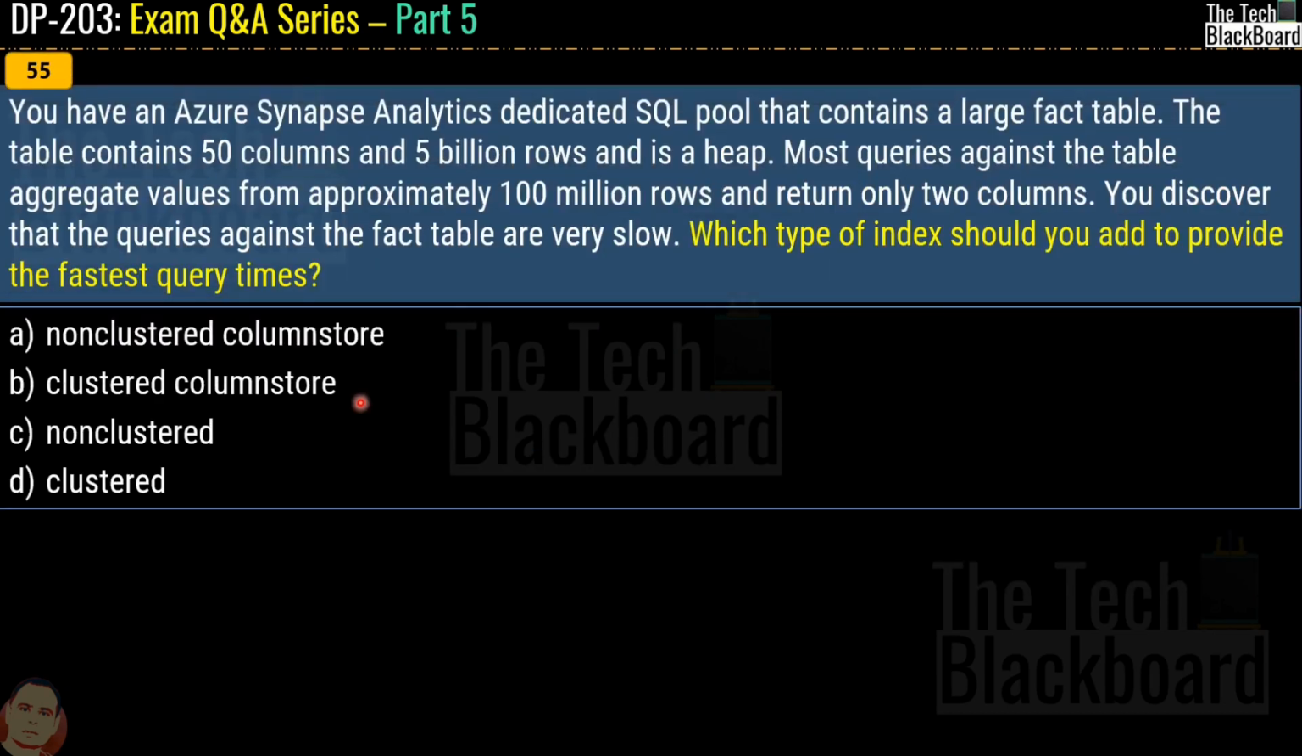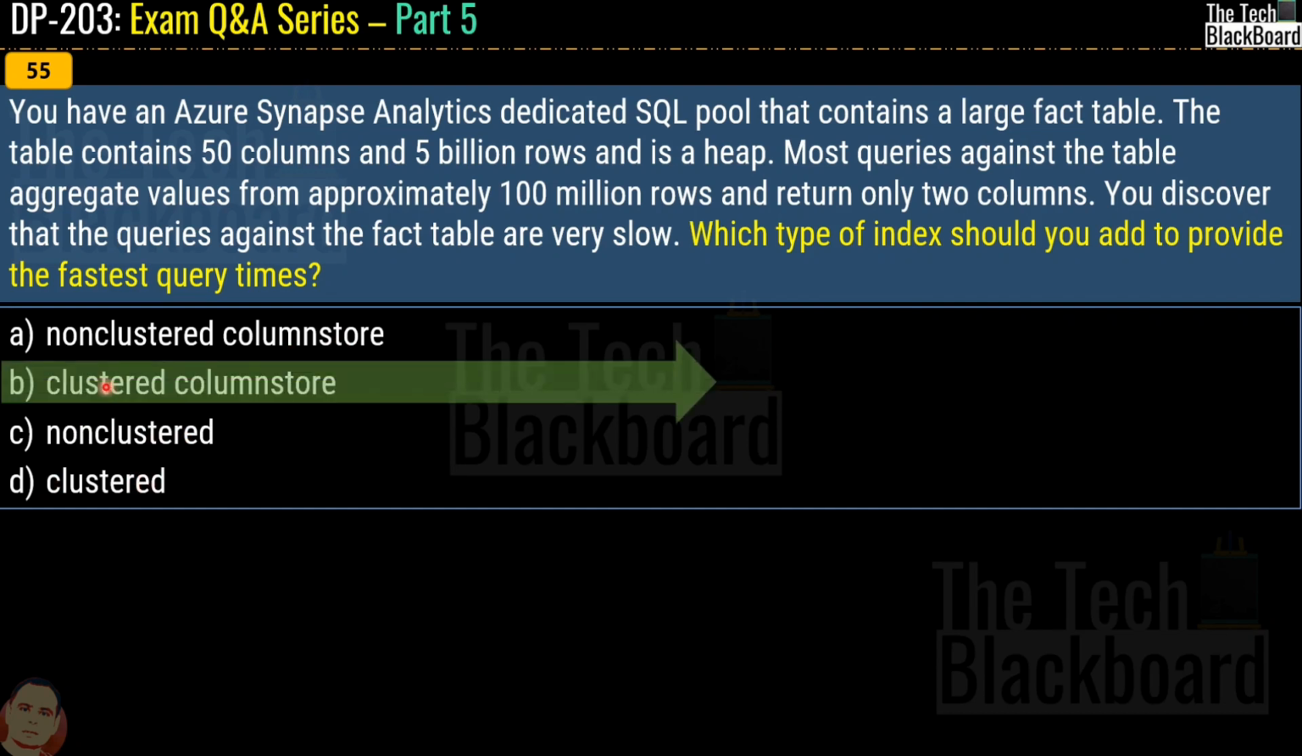And that brings us to question number 55, which is the last question for our DP-203 exam Q&A series part 5. So let's read the question. The question says that you have an Azure Synapse Analytics dedicated SQL pool that contains a large fact table. The table contains 50 columns and 5 billion rows, and it's a heap. Most queries against the table aggregate values from approximately 100 million rows and return only 2 columns. You discover that the queries against the fact table are very slow. Which type of index should you add to provide the fastest query times? Your options are non-clustered columnstore, clustered columnstore, non-clustered, or clustered. And the correct answer for this question is option B, clustered columnstore.